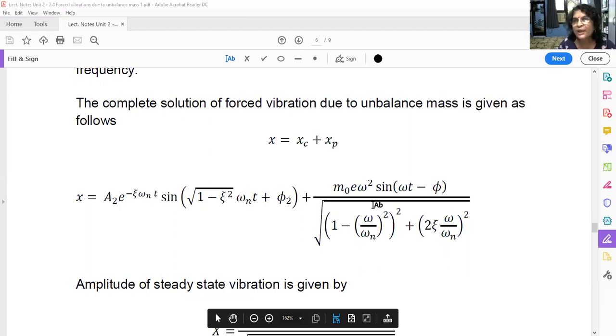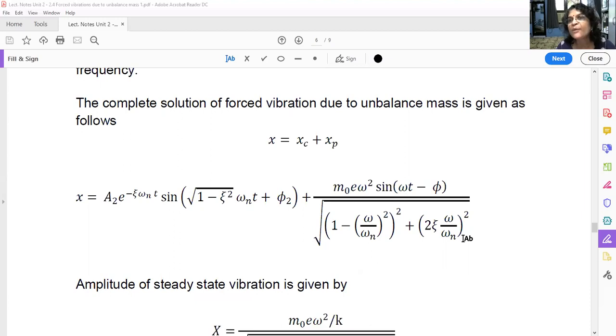So m0 e omega square into sine of omega t minus phi upon square root of [1 minus (omega upon omega n) square] full bracket square plus [2 zeta omega upon omega n] square. How has this come? You remember, no? Last time the solution was given by capital X sine of omega t minus phi. We have assumed the solution the same. So capital X is given by this one, no?